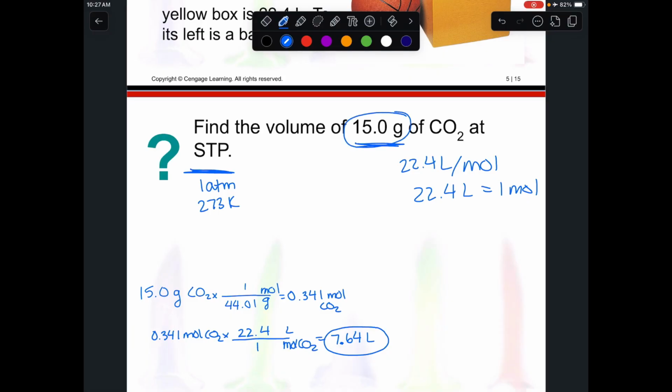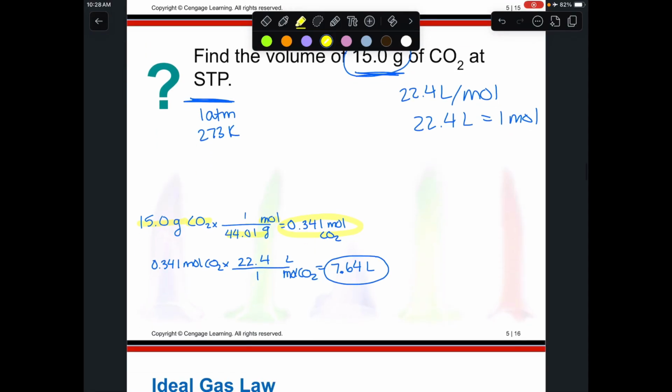So I can't convert grams directly into liters, but I can do a quick conversion from grams of CO2 using molar mass, and I end up with 0.341 moles of CO2. And then I can utilize my moles and use this conversion factor here. So I'm just multiplying by 22.4, and my answer ends up being 7.64 liters. And let's be a little bit more exact with that and indicate the identity, which is CO2.